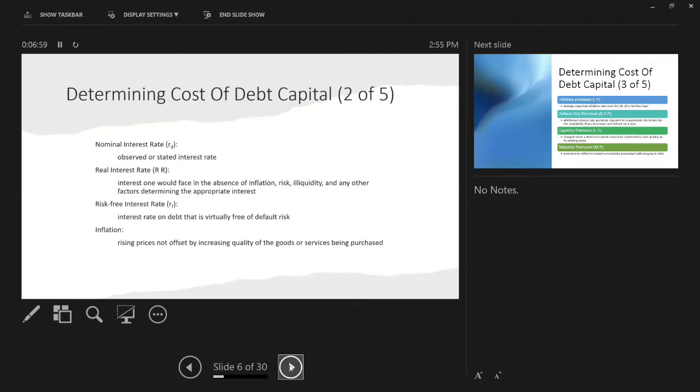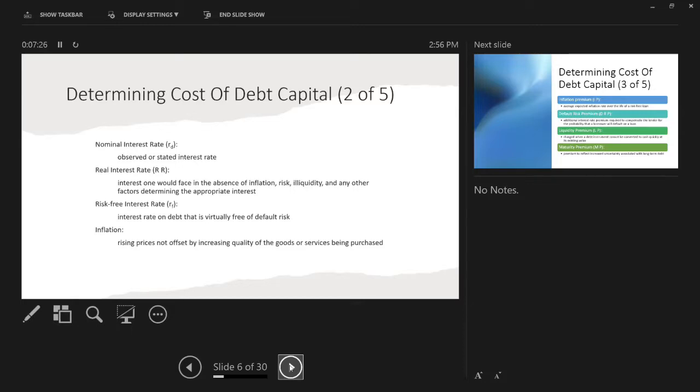Risk-free interest rate is basically the rate on debt that is virtually free of default risk. For example, if you are buying a government bond, a government-issued bond, in the US they call it a treasury bond, or in the UK too. If a government is issuing a bond and you are buying that bond, that's basically free of default risk, right? There's no risk associated with it. That's what we call the risk-free rate.